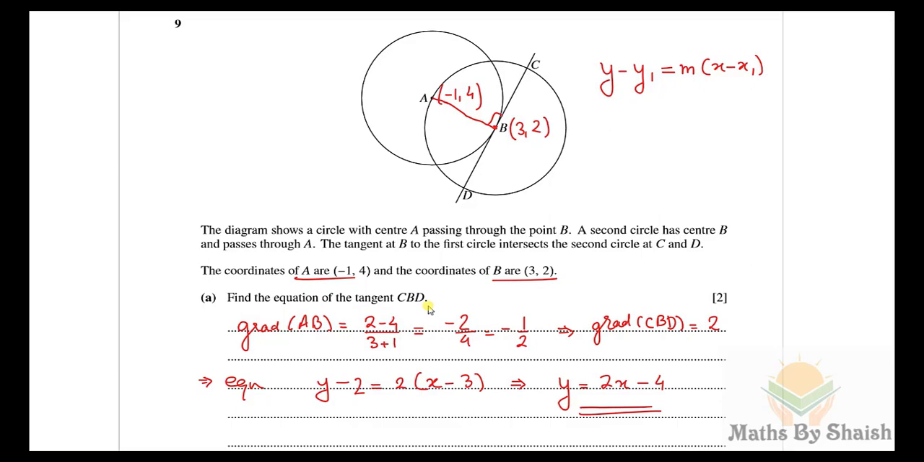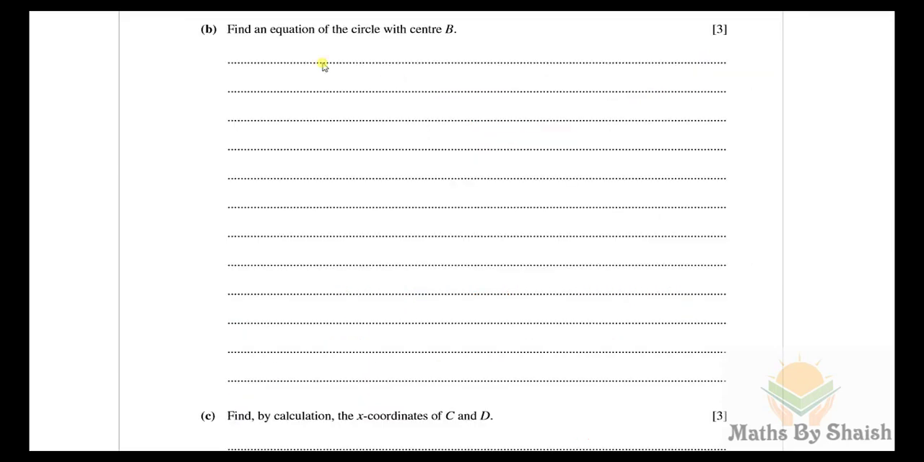Let's do the B part. Here's the B part. Find an equation of the circle with center B. So we have the center B as 3, 2. All we need is the radius of the circle, so that we can use the formula x minus h whole square plus y minus k whole square is equal to r square, where h and k are the coordinates of the center and r is the radius of the circle.